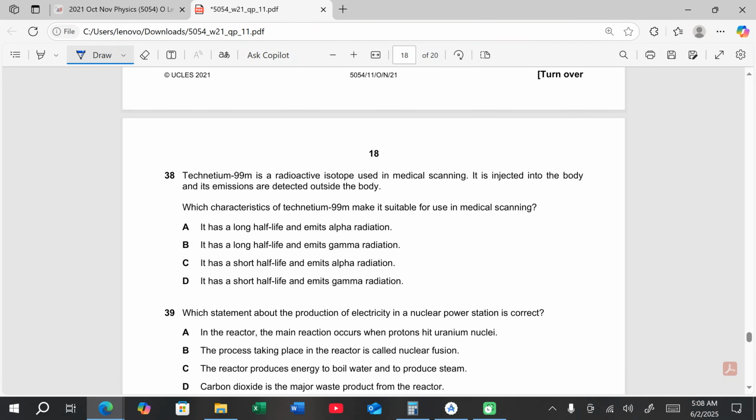Technetium-99m is a radioactive isotope used in medical scanning. It is injected into the body and its emissions are detected outside the body. What are the characteristics of technetium-99m that make it suitable for use in medical scanning? It should not emit alpha. It should emit gamma, right? And it has to have a short half-life, because if it has a longer half-life, it will stay in the body and cause damage.